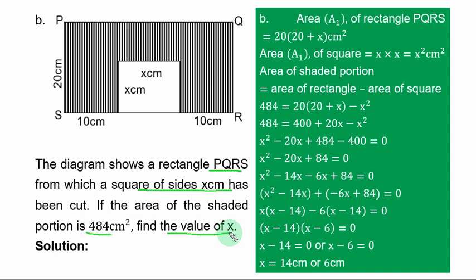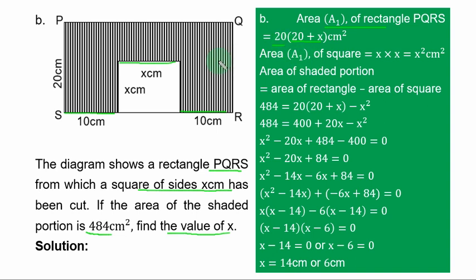So let's take area A1, that is for the rectangle. Here you have length times breadth. Now the length is from here to here, that is 10, from here to here is s, and from here to here is another 10. So the length is 20 plus s, while the breadth or width is 20. So this is the area of the rectangle.